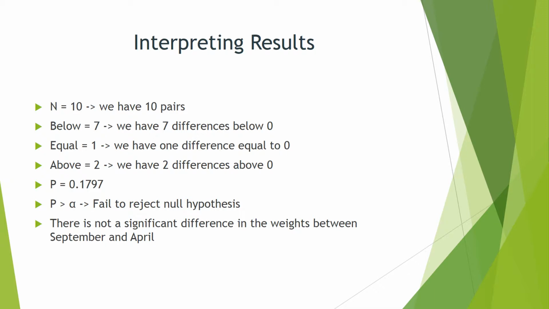When we do this, the sign test tells us we have 10 pairs: 7 are below 0, one of those pairs is equal to 0, and 2 are above. It tells us our p-value is 0.1797, which is certainly greater than 0.05. So we fail to reject the null hypothesis. There is not a significant difference in the weights between September and April.